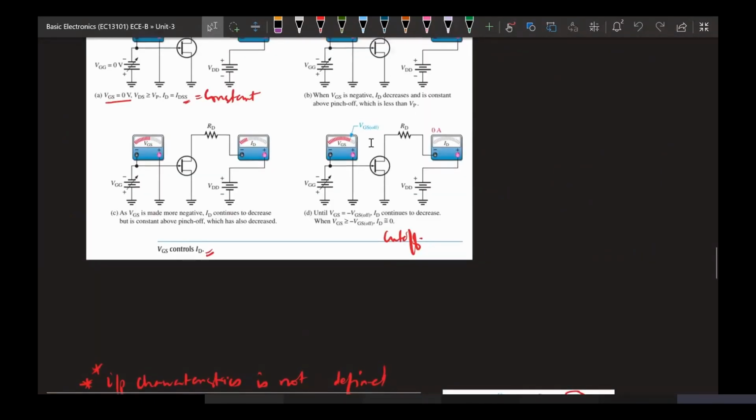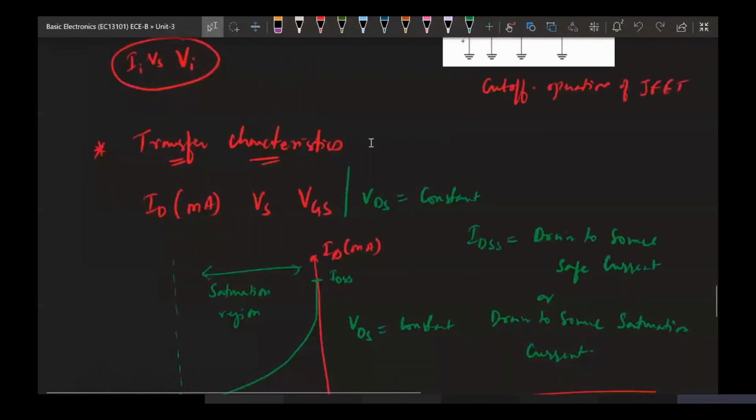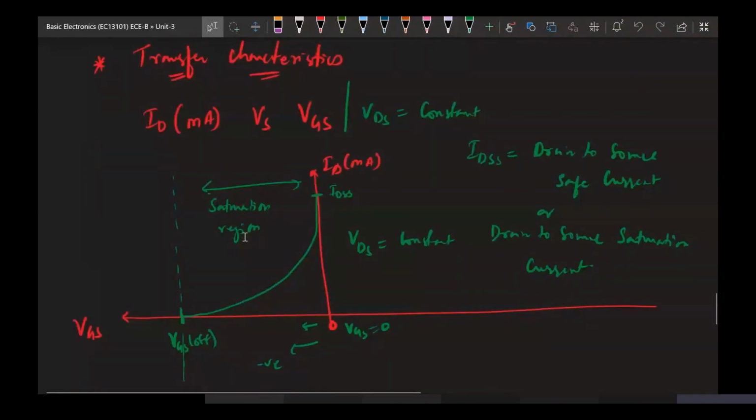So this was the transfer characteristic. We will be plotting the ID, that is drain current, with respect to the input voltage. So input voltage is our VGS. So this was the plot. When VGS is 0, at that time the maximum current will be flowing, and with respect to that it will keep on decreasing as we reverse bias the gate to source voltage. Okay, so this is your region called saturation region.